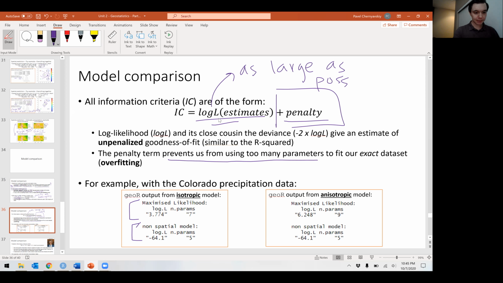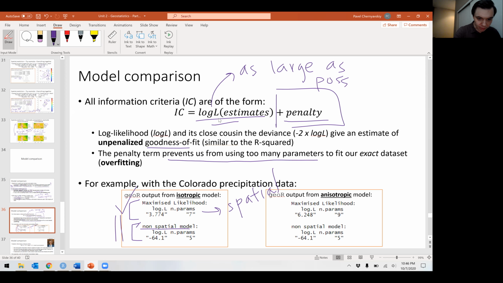So clearly, between these two models, we'll prefer the spatial model, right? This is the spatial model. And this is the non-spatial model. The log likelihood of the spatial model is bigger. So just by that alone, which is an estimate of goodness of fit, we want that to be as large as possible. We will prefer the spatial model.